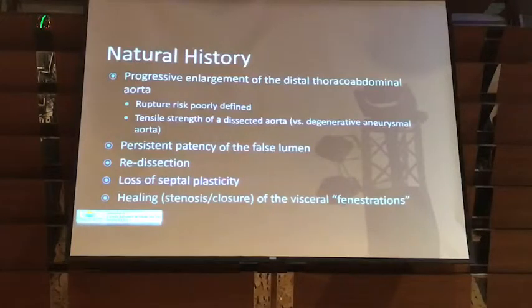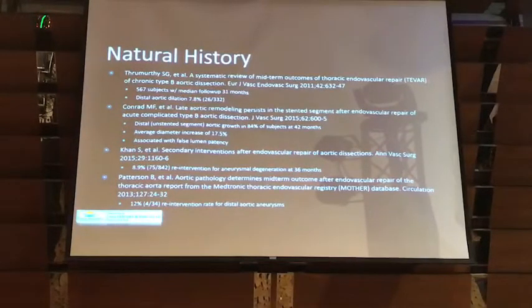What do we know about the natural history of this progressive enlargement? Although the actual rupture risk of this subset of aortic disease still remains somewhat poorly defined, there is the tensile strength of the dissected aorta, and this is somewhat controversial: how does that compare to that of the undissected but aneurysmal aorta? Persistent patency of the false lumen, redissection, loss of septal plasticity, which Dr. Criado just alluded to, and this issue of healing or stenosis or closure of these visceral reentry tears or fenestrations can also pose a problem in the context of endovascular therapy, perhaps not so much in open aortic disease.